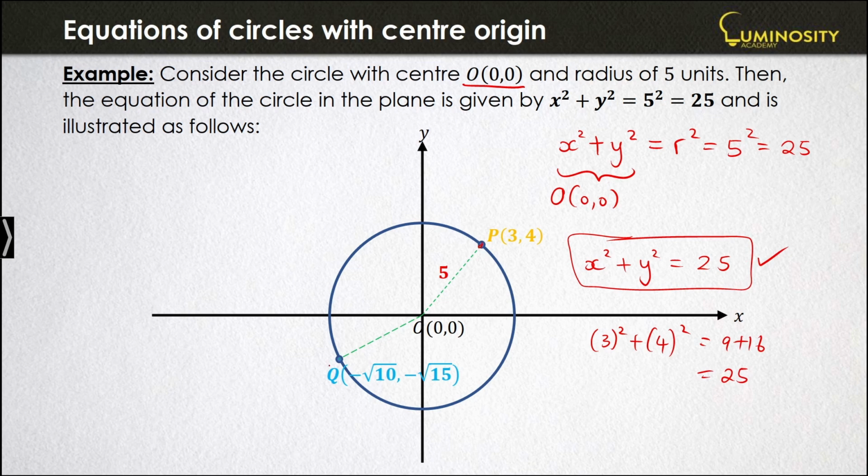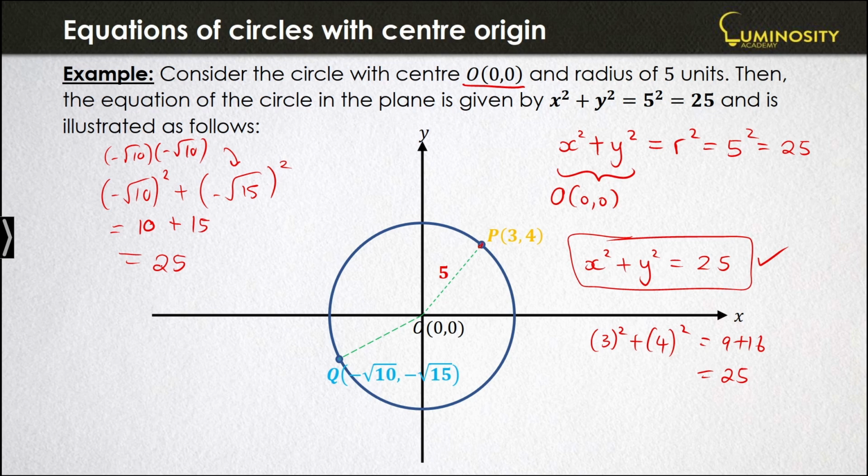The same thing can be said for the point Q here. If I put negative root 10 for x and square it, plus negative root 15 for y and square it, then negative root 10 squared means negative root 10 times negative root 10. Two negatives become a positive, and square root 10 times square root 10 just becomes 10. By that same logic, this becomes 15. And 10 plus 15 is 25. So this point Q is also a point on the circle. There are infinitely many points on this circle that satisfy this equation.